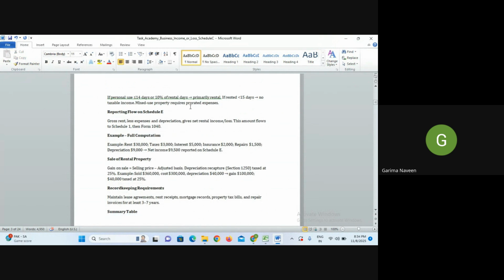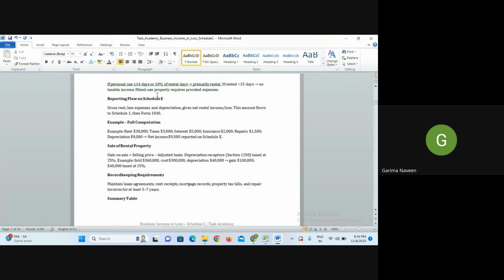So if you are giving it for rent for more than 15 days, then it will be considered your rental activity. Okay. And if you are using it for personal purposes as well as rental purposes, then you can prorate your income and expenses. You can prorate your expenses related to your personal use and related to your rental use. And according to that, you can deduct your expenses.